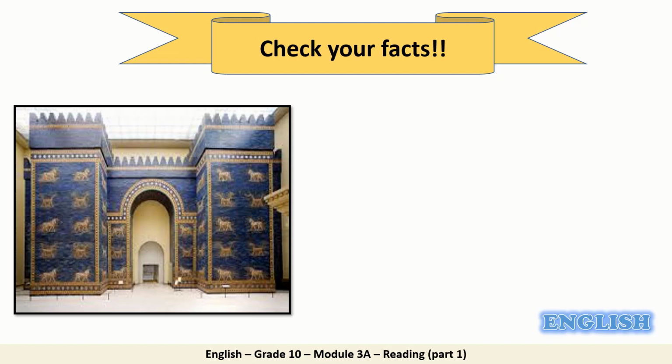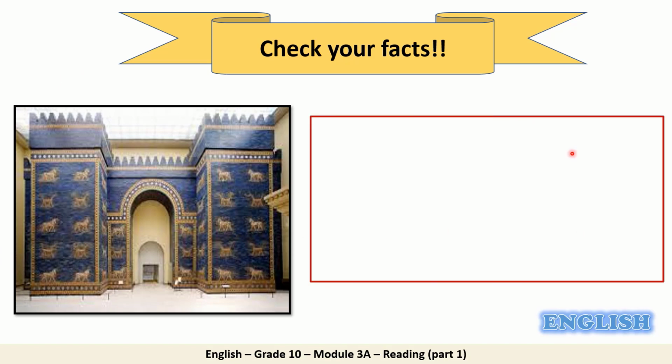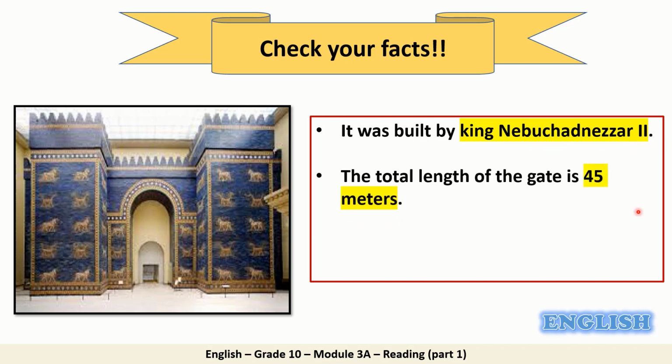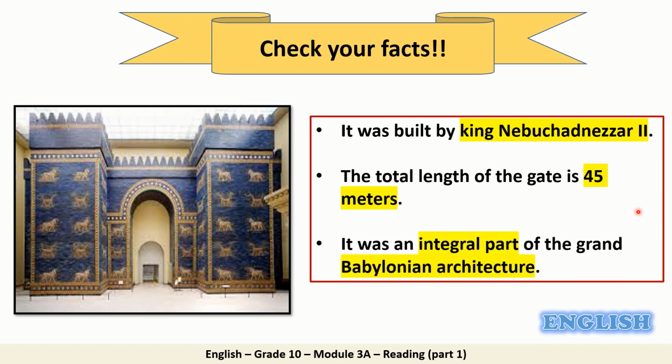Dear students, it's time to pause for a while and check out some interesting facts about the famous Ishtar Gate. Do you know that this gate was built by a famous king, Nebuchadnezzar II? The total length of the gate is 45 meters and it was an integral part of the grand Babylonian architecture. That's quite interesting, isn't it?